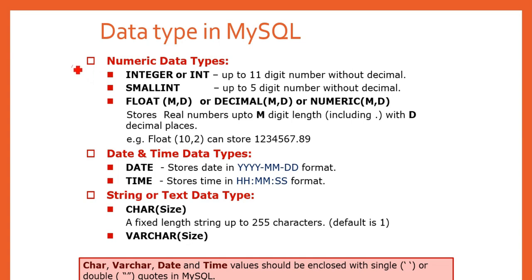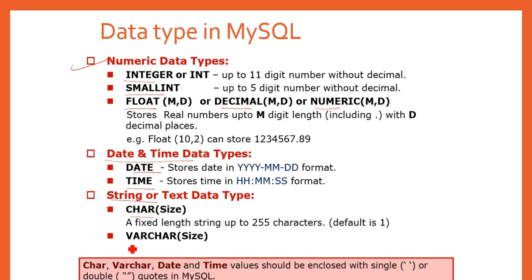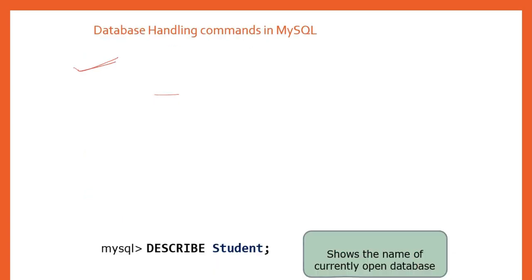The first is the numeric data type. This includes integer, smallint, float, then decimal, numeric, etc. The second category is date and time, which include date and time, two important ones. And the third category is string, and in string we get char and varchar. So whenever we have to use a string, we can use either char or varchar. Both are used for strings. The only difference is that varchar stands for variable length, whereas char stands for fixed length. Let's see how to create a database.